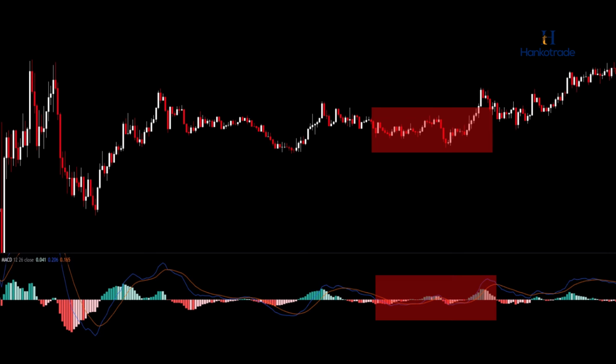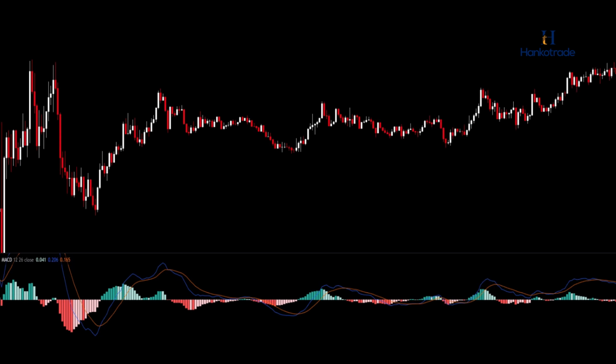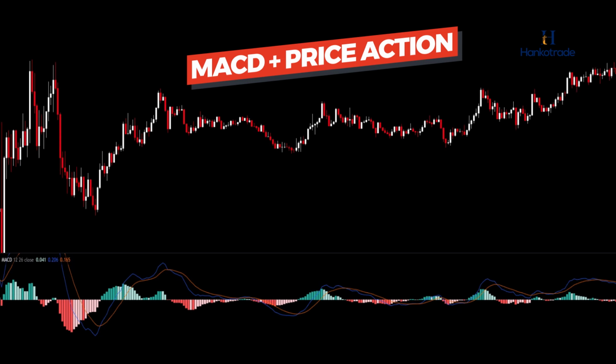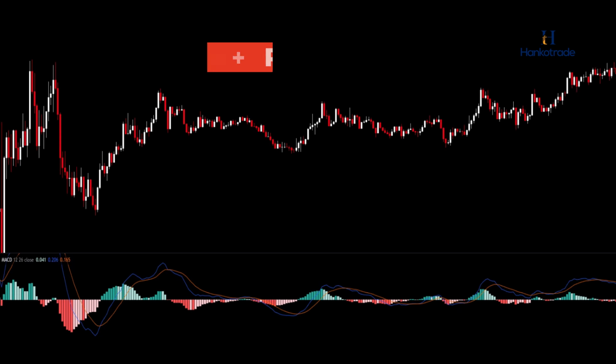When the market is in a range-bound condition, relying solely on the MACD indicator can result in numerous false signals. To increase the win rate in such scenarios, it is advisable to employ a more advanced version of the strategy that combines the MACD with price action analysis. By integrating price action with the MACD, traders can enhance the effectiveness of their trading decisions. Here's how the strategy works.